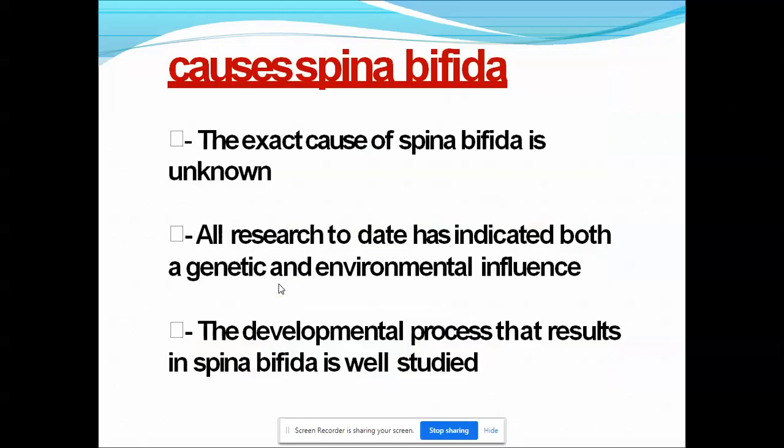So causes of spina bifida. The exact cause is not known, it is unknown. All research to date has indicated that both genetic and environmental influences can be there. The developmental process that results in spina bifida is well studied.